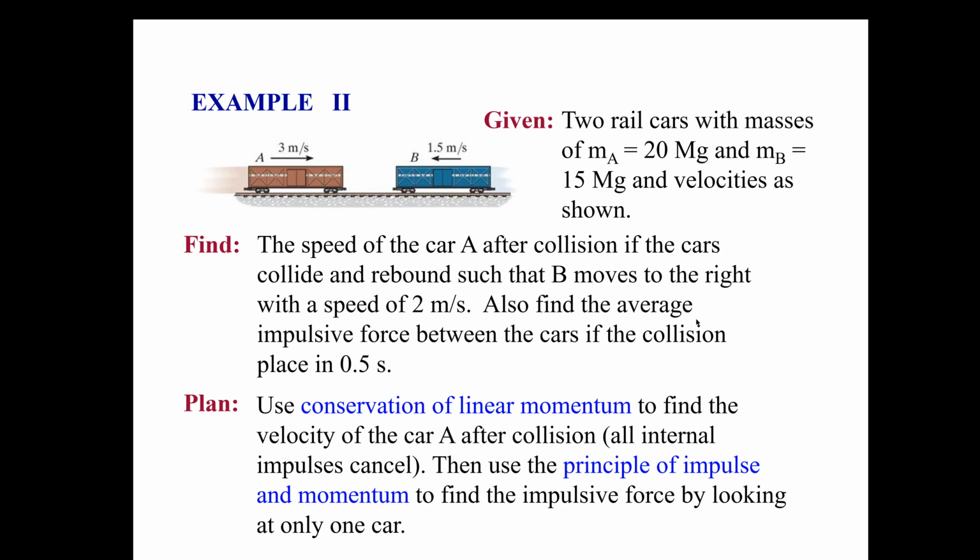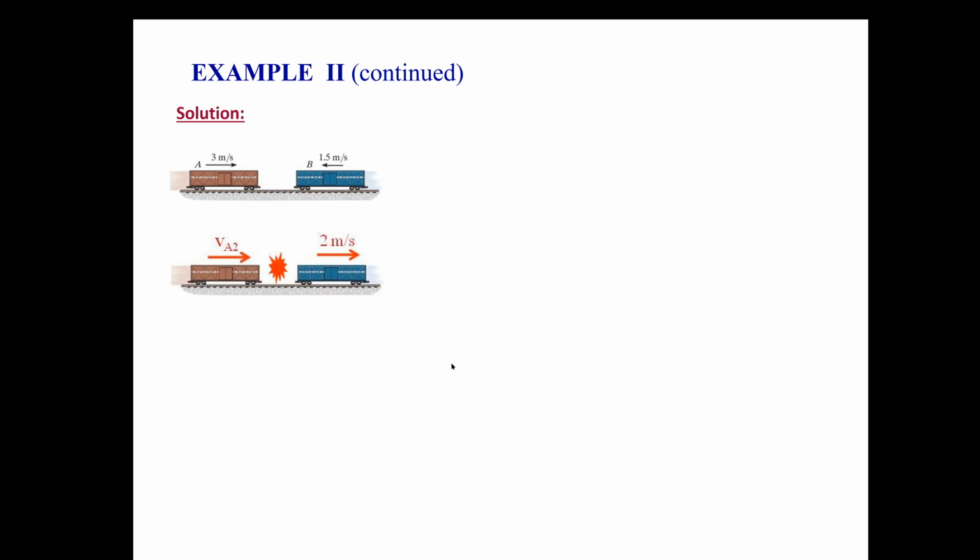So there are two basic parts of this problem. We're going to apply conservation of linear momentum because we know the velocity of B, but we need to find the velocity of A. So we apply the equation of conservation of linear momentum to find that velocity of A. And then use the principle of impulse and momentum to find the impulsive force. We know that impulse is force times time, and we're given the time, so we can extract the force from that.